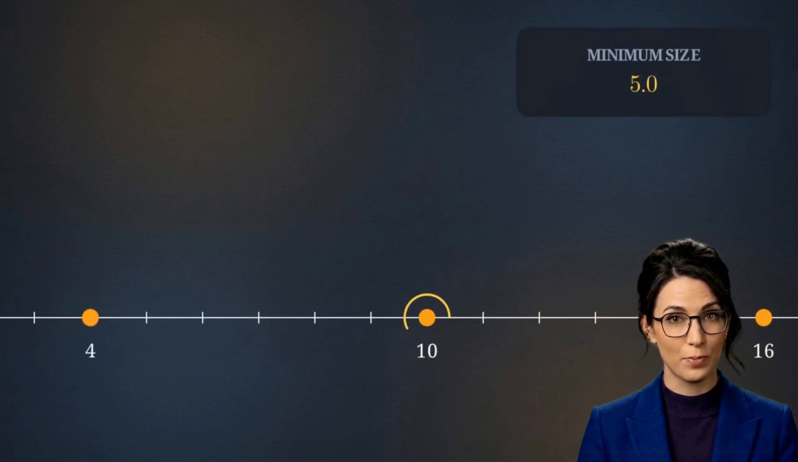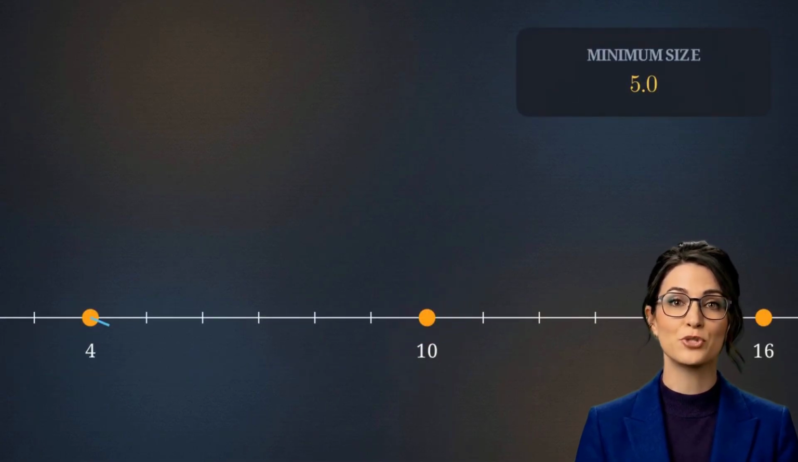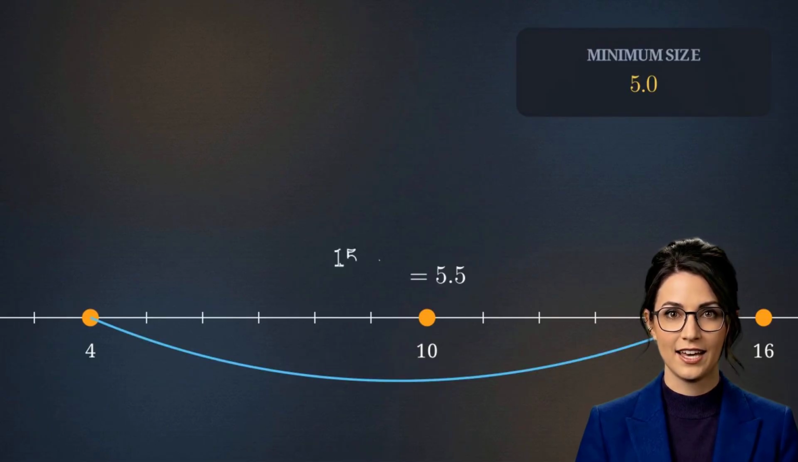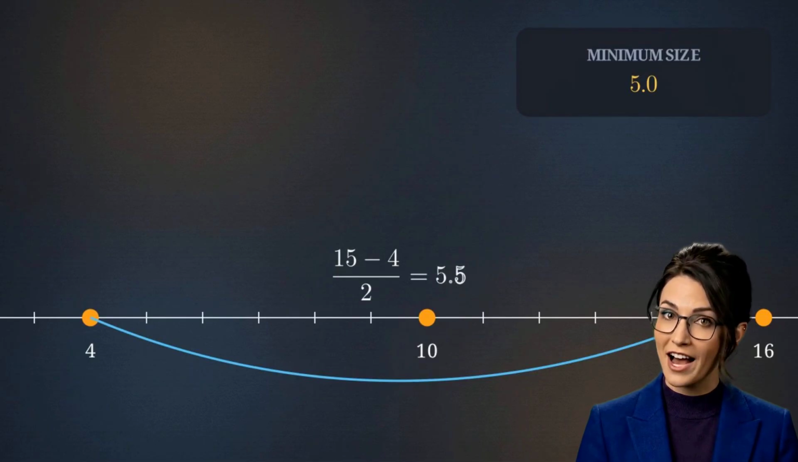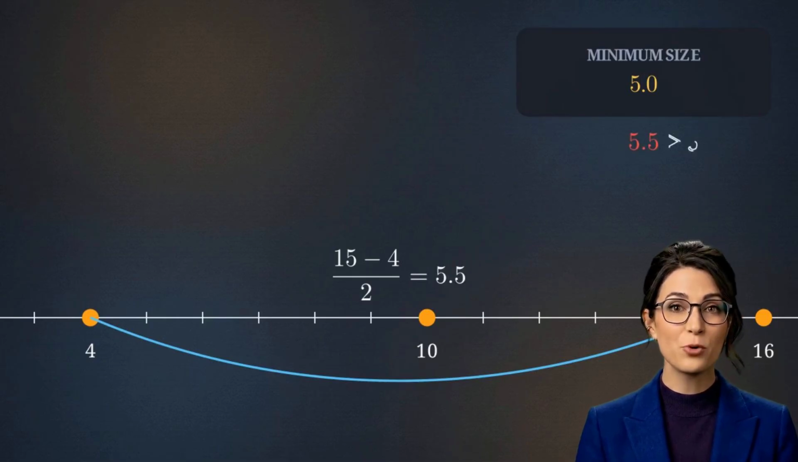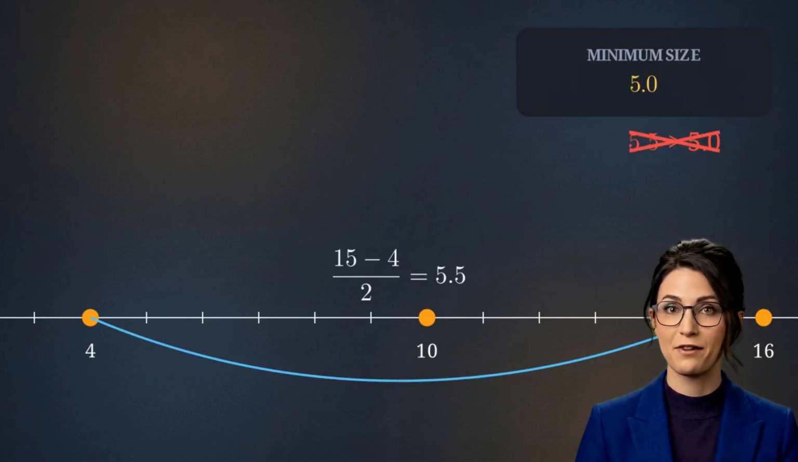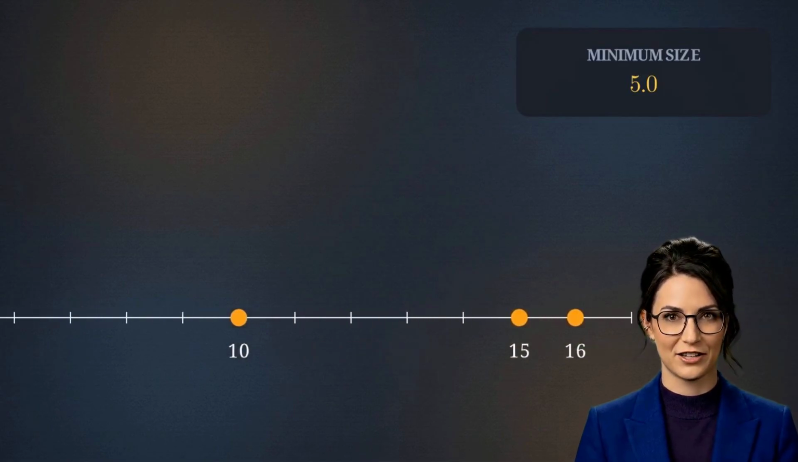Applying our optimized formula to village 10, the logic jumps straight from 4 to 15. 11 divided by 2 is 5.5. Since 5.5 is larger than our current minimum of 5.0, we move to the next village.